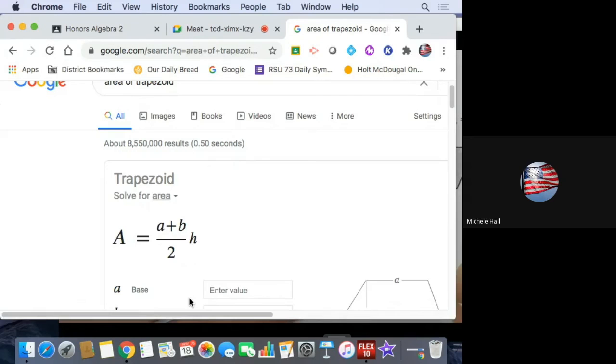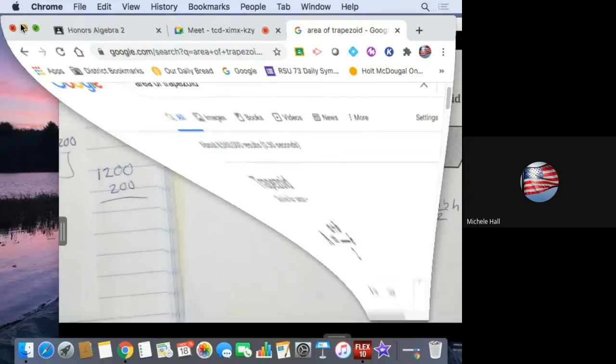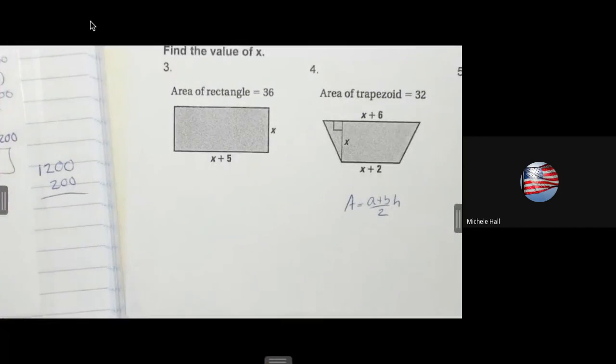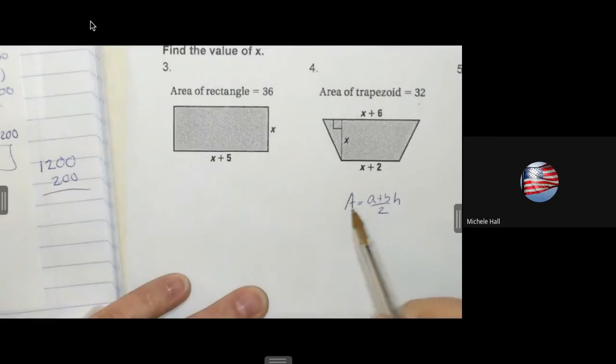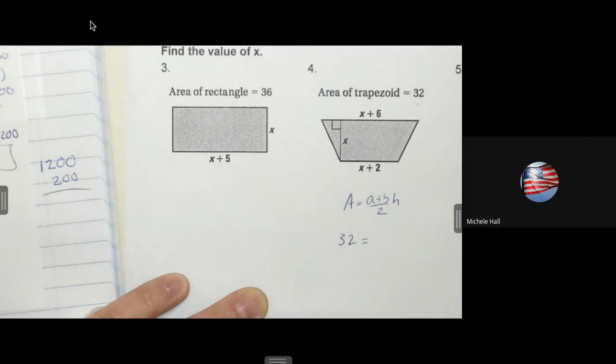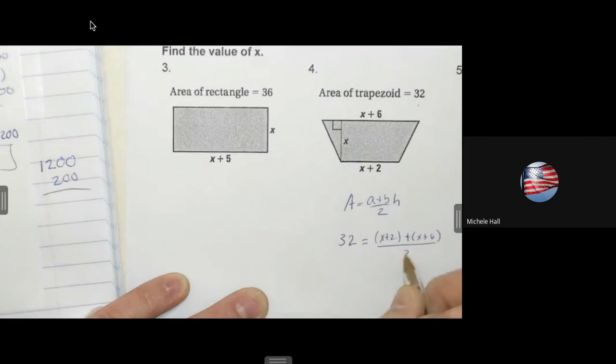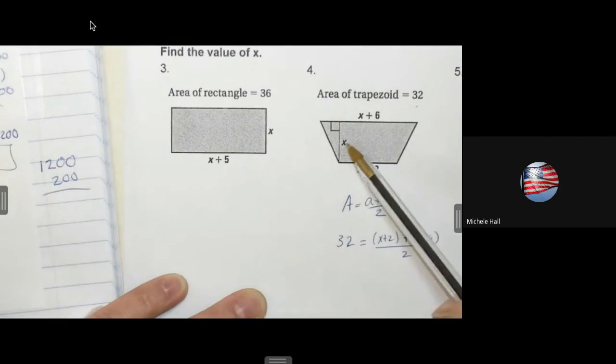So area equals a plus b divided by 2 times the height. They've got it all there. There's the height, there's a and b. So the area is 32. So we know the area is 32, so I put that where the area is. 32 equals a plus b, so x plus 2 plus x plus 6, divided by 2 times the height, which is x.